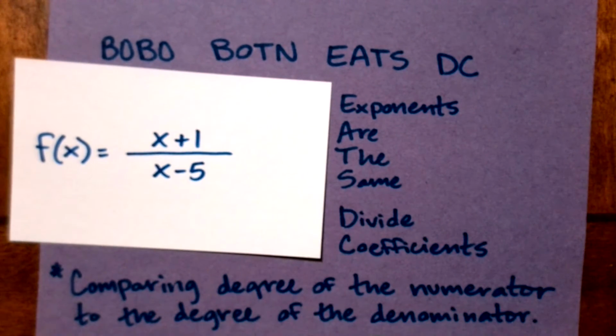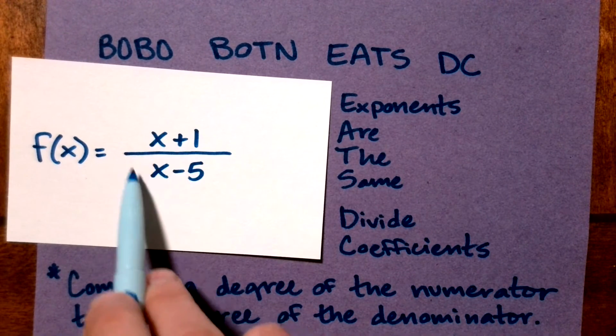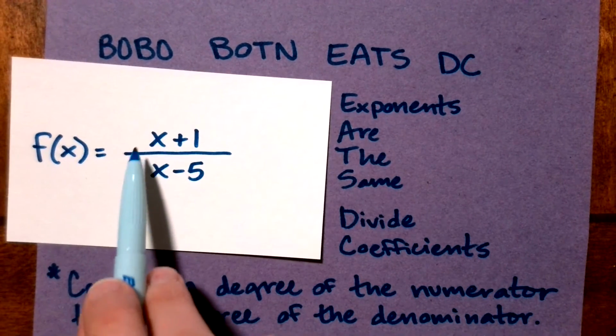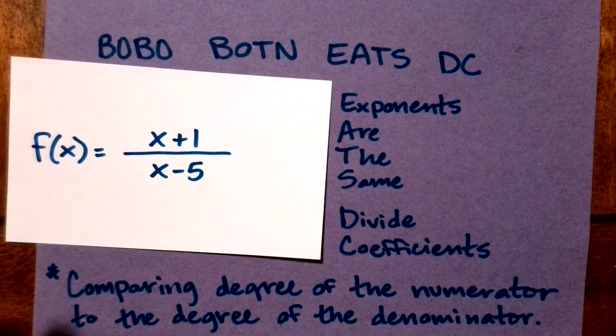I've got my exponents are the same, first degree in the top and the bottom. So when I divide coefficients that are in front of my x to the first, I just have a 1 and a 1. So our horizontal asymptote is at y equals 1.